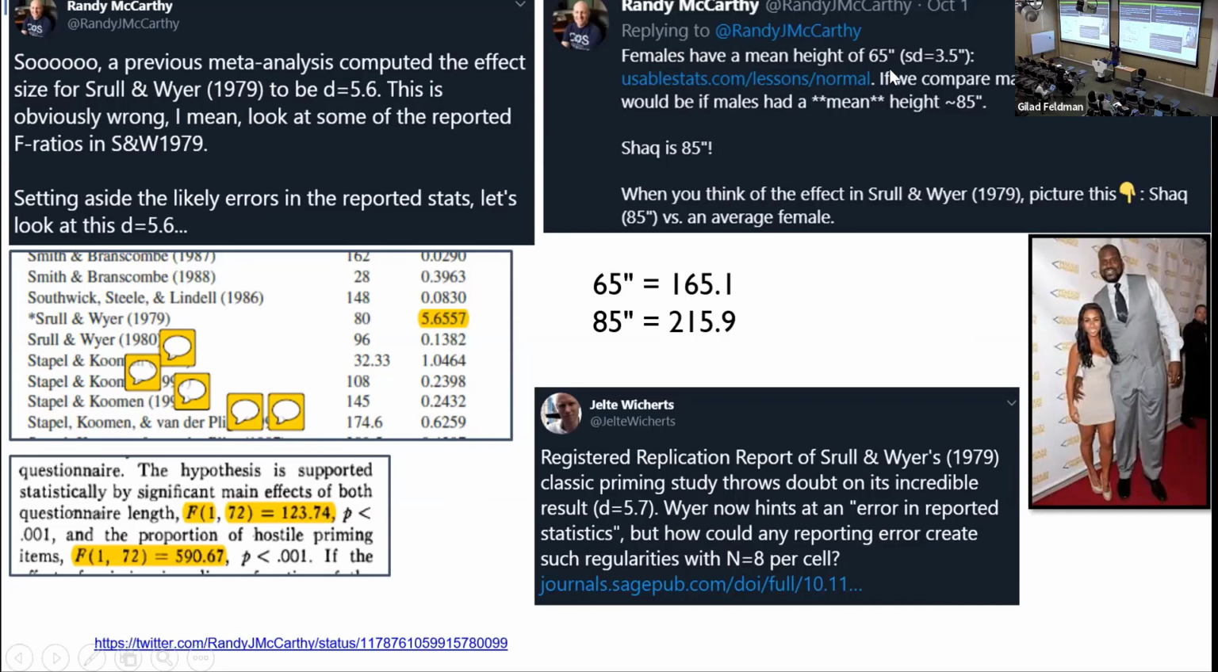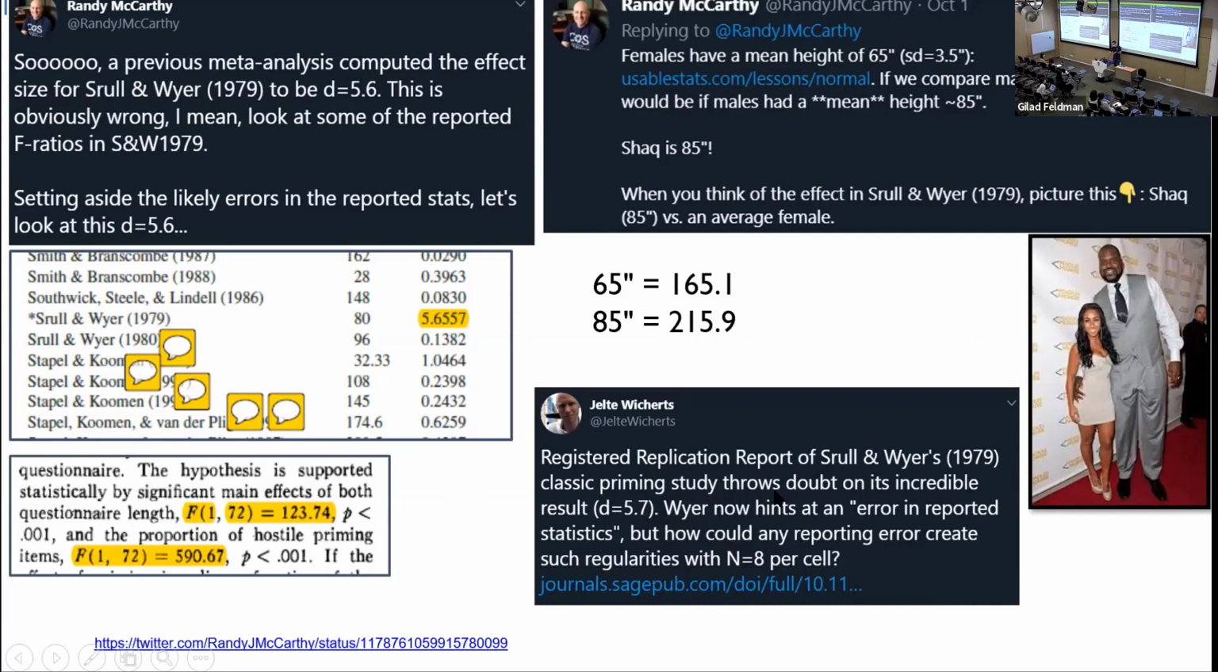Females have a mean height of 65 inches, which is 165 centimeters. If we compare males and females, a Cohen's d of 5.6 would be if males had a mean height of 215 centimeters. So this is the difference between males and females if the effect size is 5.6. So 5.6 is such a visibly strong effect that he tried to show this. What is 215? It's a bit like these differences. So if Shaq, who was a big NBA player back in my time, was the typical average male, this is what an effect size of 5.6 looks like, the differences between these two. So everybody is kind of like, oh yes, you're right.